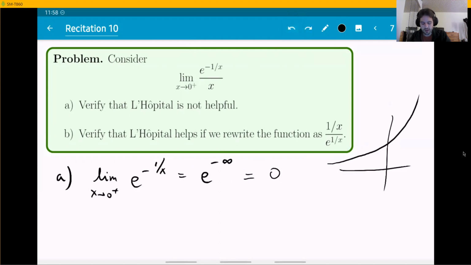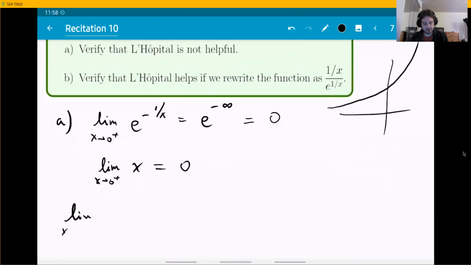Okay, so it is a 0 in the top. It is a 0 also in the bottom. That's just x, that's easy. So it is 0 over 0. We can apply L'Hopital. Item A is asking us to verify that it's actually not going to be helpful. Let's see why.